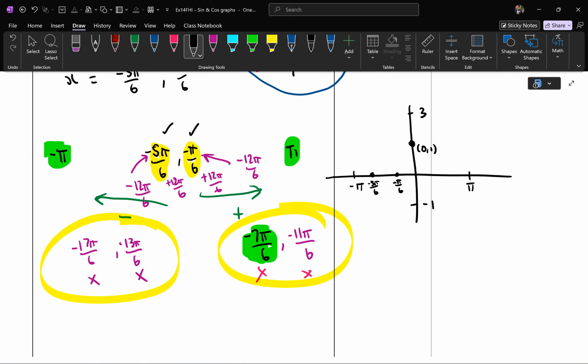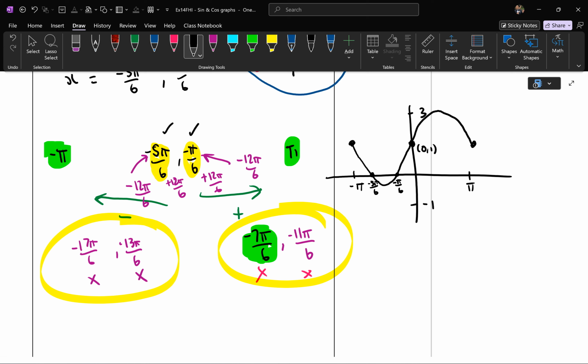And you know it's a sine graph. So this is roughly what the graph looks like. Because the period is 2 pi, so that's 1 half already. You're missing the endpoints.